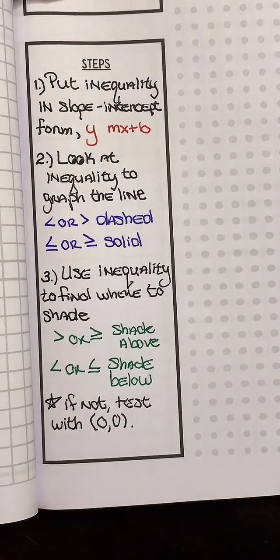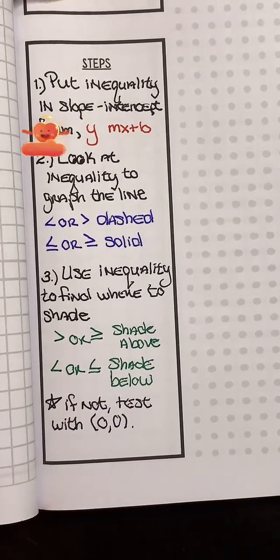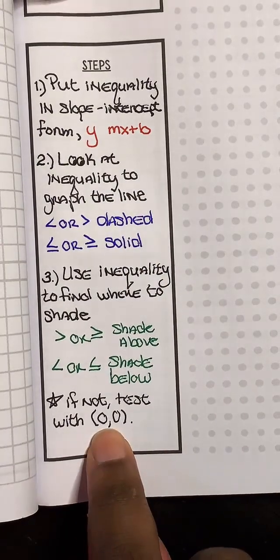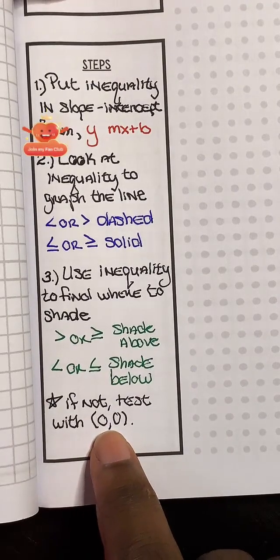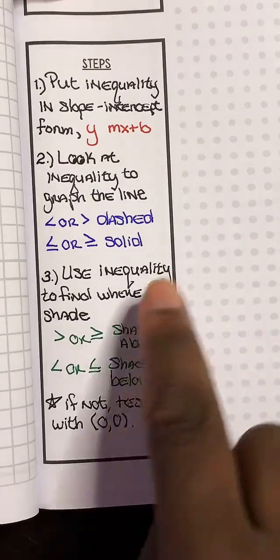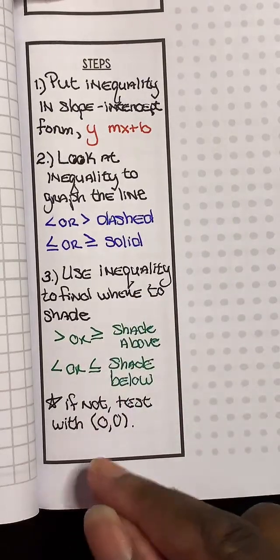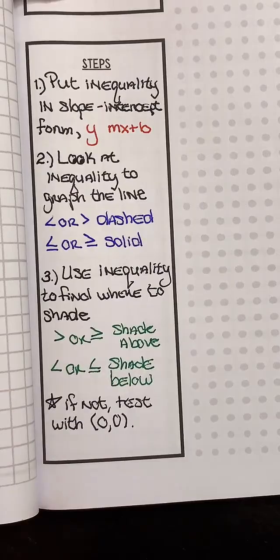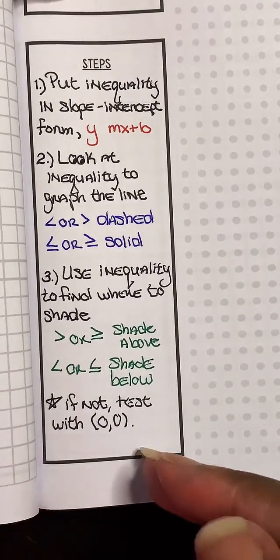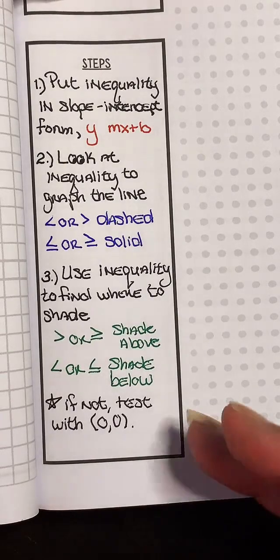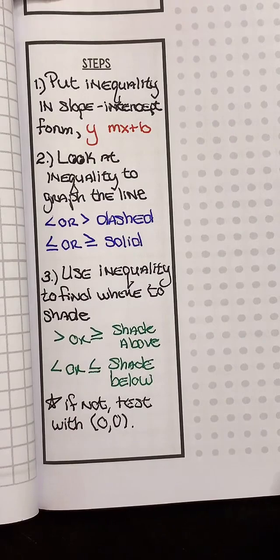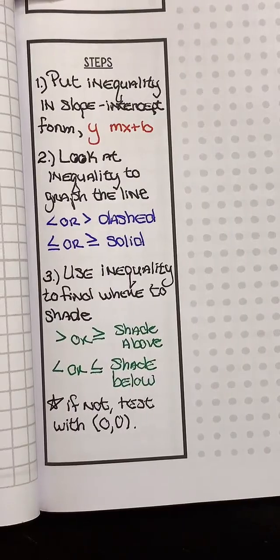If it's less than or equal to, you're going to generally shade below that boundary line. And if you're not sure which one is above or below by looking at the line, because sometimes the gradient is a little tricky, you can use that test of 0, 0. So if you pick 0, 0, and you plug it in and it gives you a true answer, then you're going to shade the side that contains 0, 0. If it gives you a false statement, then you're going to shade the side that does not contain 0, 0, which I'm going to show you in today's lesson.